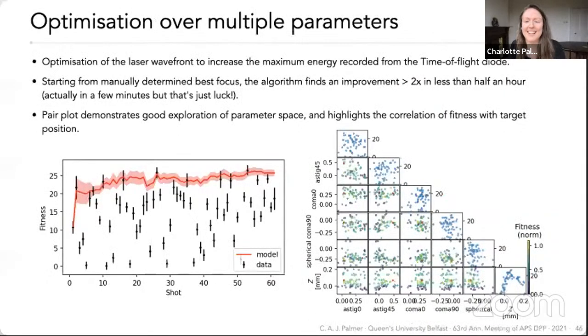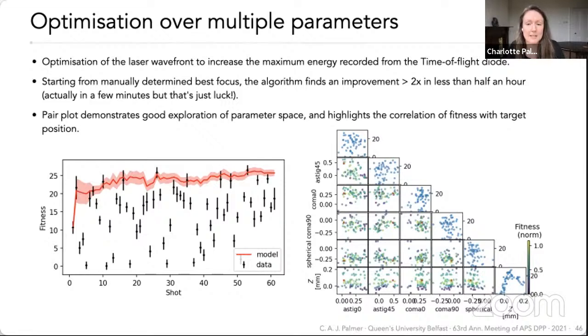I'm nearly there. So over the course of the experiment, we performed a number of optimizations, and the ones I've shown so far are quite limited in terms of the number of parameter spaces they explored. But we also used the code to explore a larger number of parameters. So here you can see particularly this is optimizing the adaptive optics. So the target position as always, and then the different Zernike modes. So we've got the spherical, coma, different parameters of the wavefront to try and improve the maximum energy recorded by the time of flight diode.